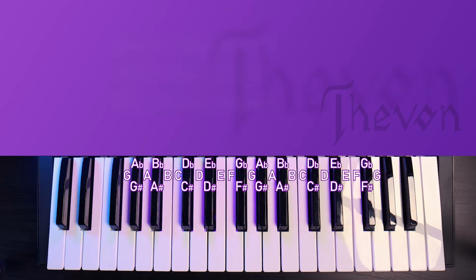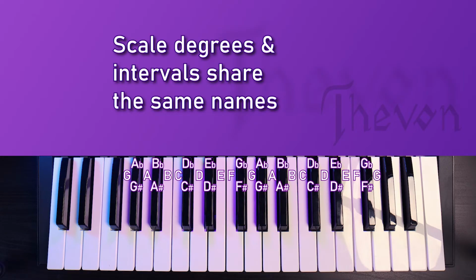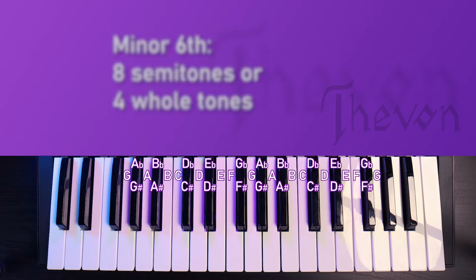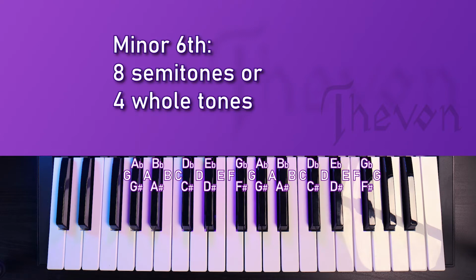Now that we know all the different scale degrees, we can talk about intervals. We use the same names for our intervals as we do for our scale degrees. For example, if we look at our minor sixth scale degree, we can say that the interval between our tonic and the minor sixth is a minor sixth interval. Our minor sixth interval covers a distance of 8 semitones or 4 whole tones.